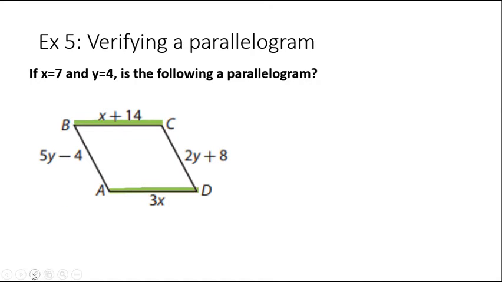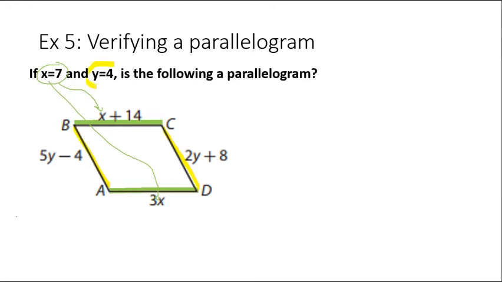So what I'm going to do here is take x equals 7 and plug it in here. And then I'm also going to plug it in right there, just to see if they're the same. If they're equal to each other, we also have to show the same thing for the other two sides. So here, I have to show that BA and CD are also equal to each other.